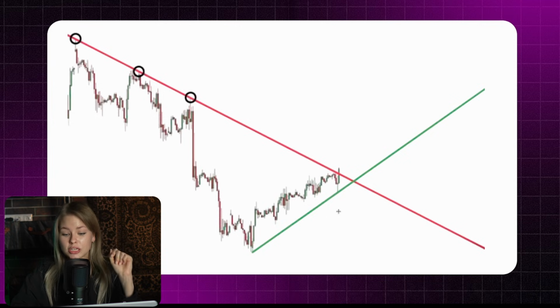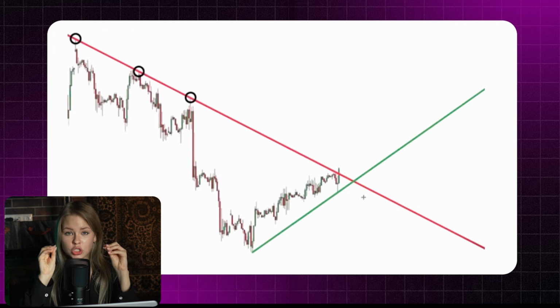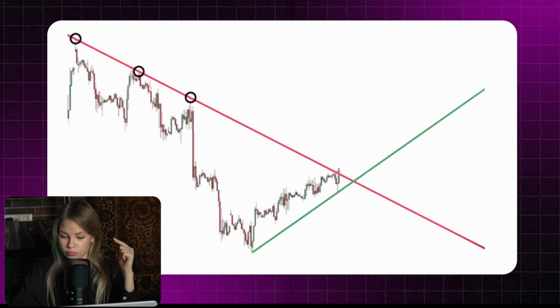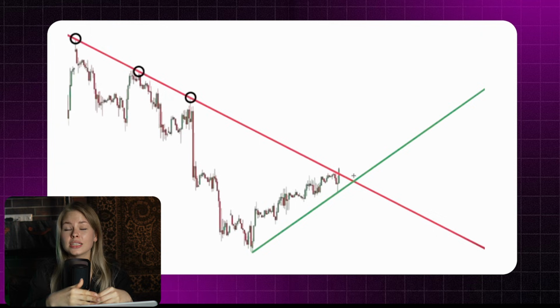And the second, you should wait until the price just consolidates above this red level. You should be sure that the price won't go down, that the price just stops at this level, waits a little bit and then continues the growth.